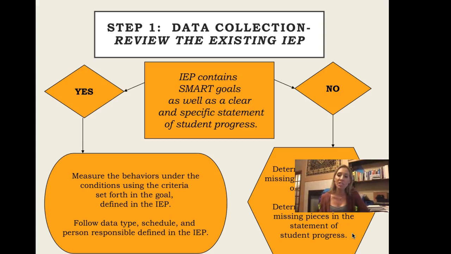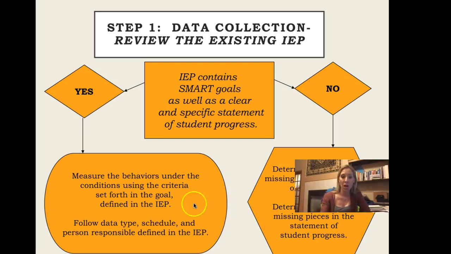So as part of that first step of data collection, we want to first and foremost review that existing IEP. So before you start, these are the 5 steps for effective progress monitoring that I'm going to be reviewing. So step 1 is we need to first start and make sure that our IEP contains SMART goals, as well as a clear and specific statement of the student progress. So where has the student been and where are they going? So if there are not SMART goals, if we're over here in the no column, what we need to do is determine and define missing pieces or objectives of the goal. We need to determine and define missing pieces of the student's progress.